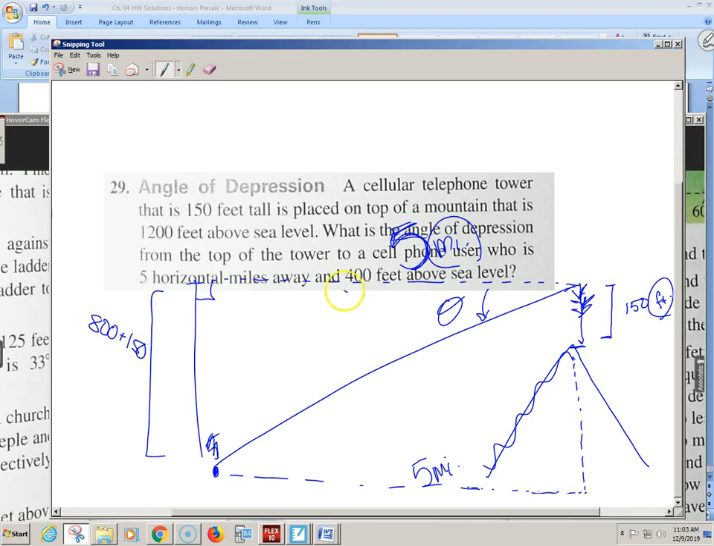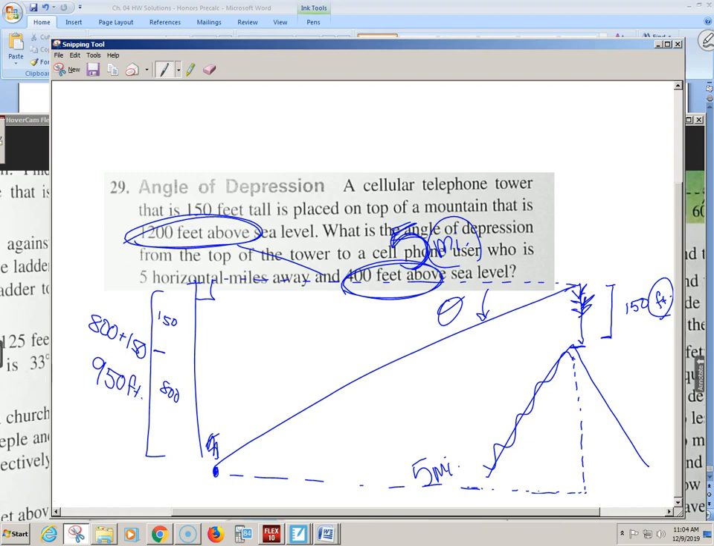So this person is 400 feet. They're not at sea level. They're a little bit above sea level, but not near as much. So you have to use those two clues to say, well, how tall is the mountain? Well, it's 800 above the person. So I have that 800, that's the mountain, and then I have the 150 at the cell phone tower. And remember, all of that is just feet.